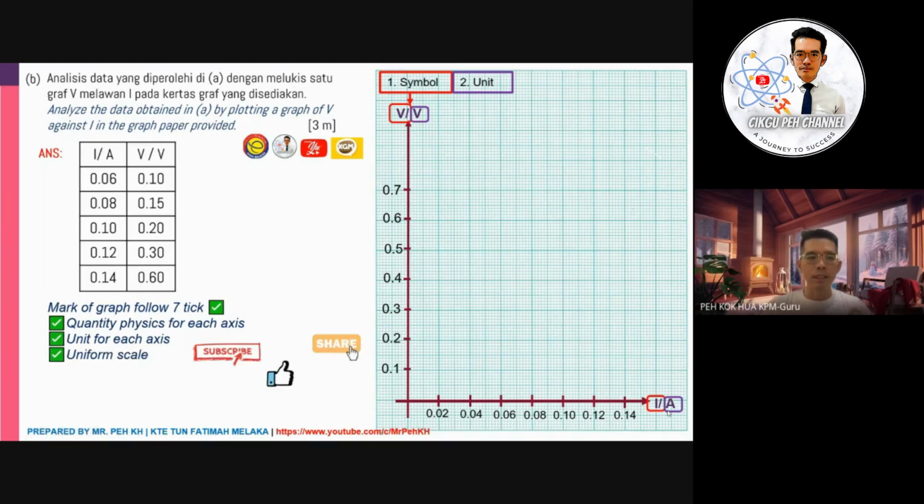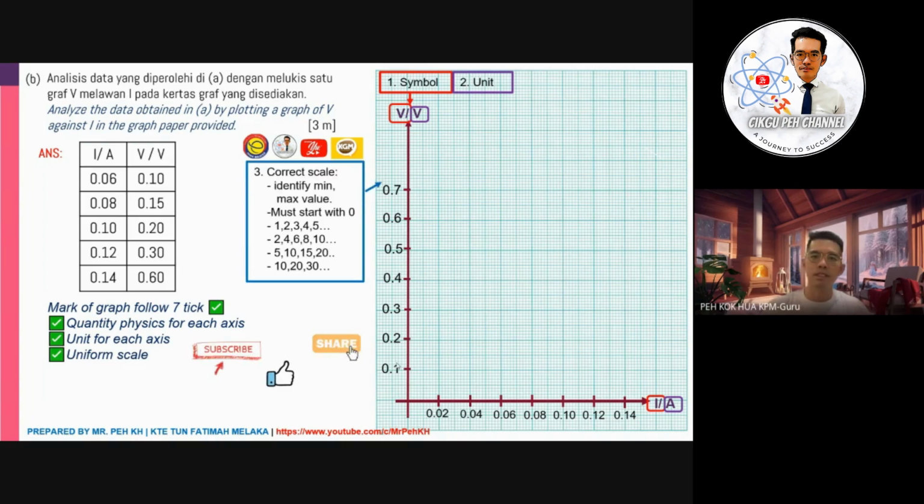Okay, then the third tick here is the uniform scale. You can see the scale I already gave here. The scale is not going to be given straight away in the question, so you need to give the uniform scale. So what is the uniform scale? Okay, here you can see the first statement.